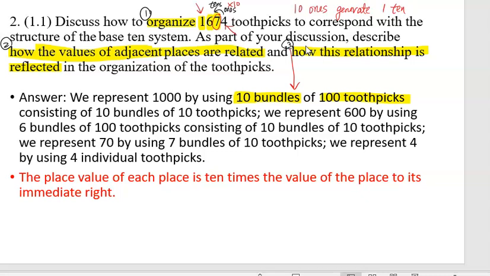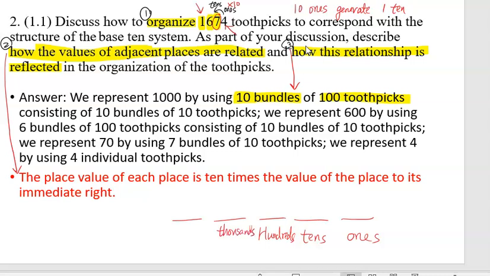For the second part, my answer is right here: the place value of each place is 10 times the value of the place to its immediate right. If you cannot remember this long sentence, you can also draw a chart like we had in class and label a few places. For example, how do we generate the tens? From ones, we multiply by 10. How do we generate hundreds? From tens, we multiply by 10. And how do we generate thousands? We multiply hundreds by 10.